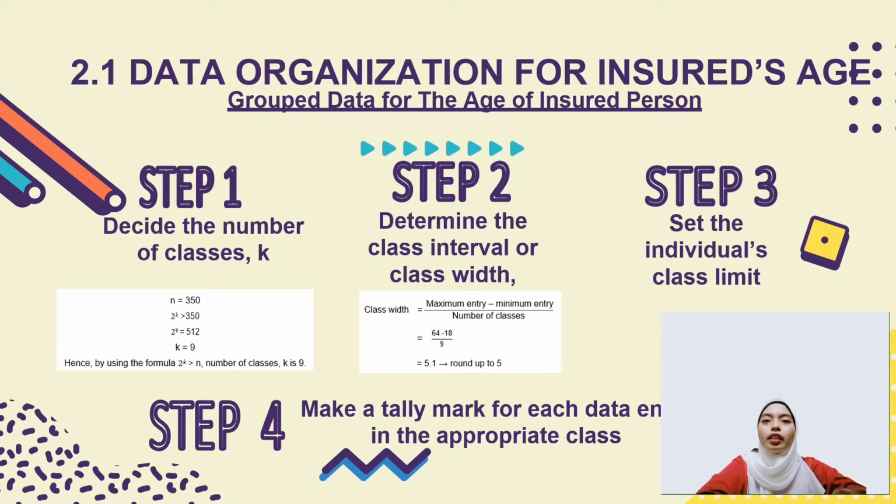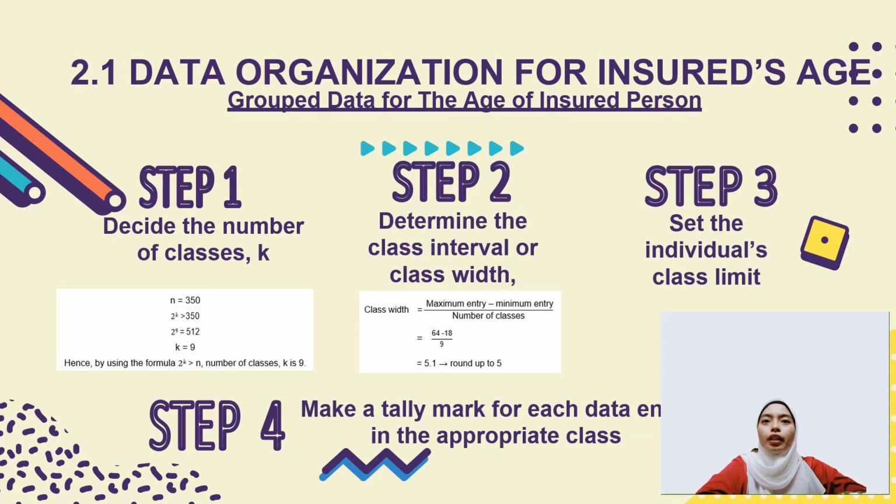Step 3 is to set the individual class limits. The minimum data entry is a convenient lower limit for the first class. To find the lower limits of the remaining classes, add the class width of 5 to the lower limit of each previous class. The upper limit of the class is 18, which is 1 less than the lower limit of the second class.